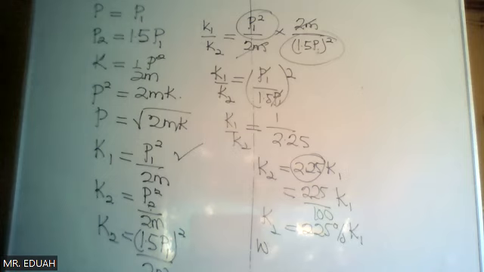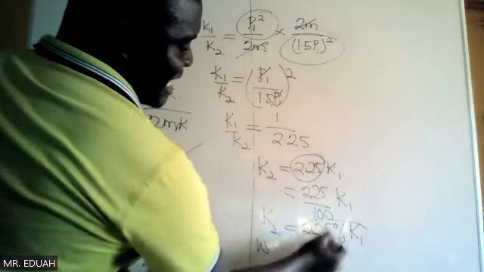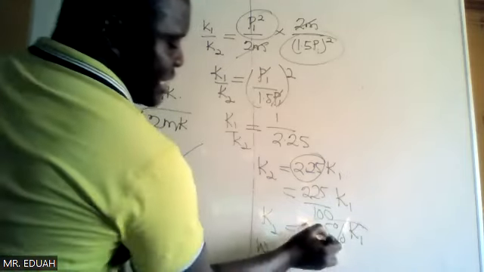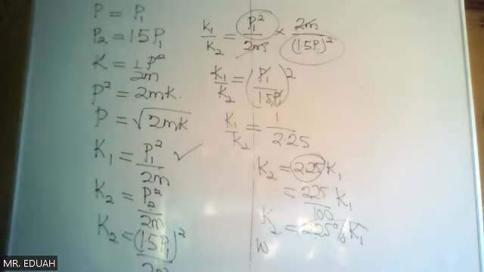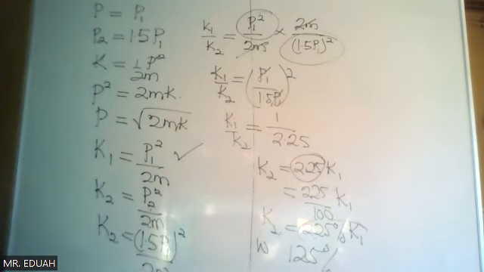125%, because this is the final momentum. It means the kinetic energy, when the momentum is increased by 150, the increase in kinetic energy is 125%. There's 125% increment in the kinetic energy. So it is the B.